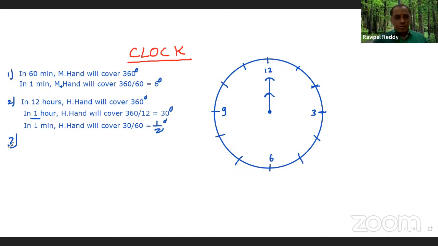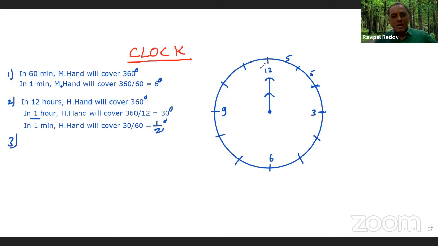Third point. What is the third point? Between 12 and 1, a gap of 5 small units is there. Between 1 and 2, a gap of 5 small units is there. Between 2 and 3, 4 and 5, 5 and 6, between any two numbers, the gap is 5 units.